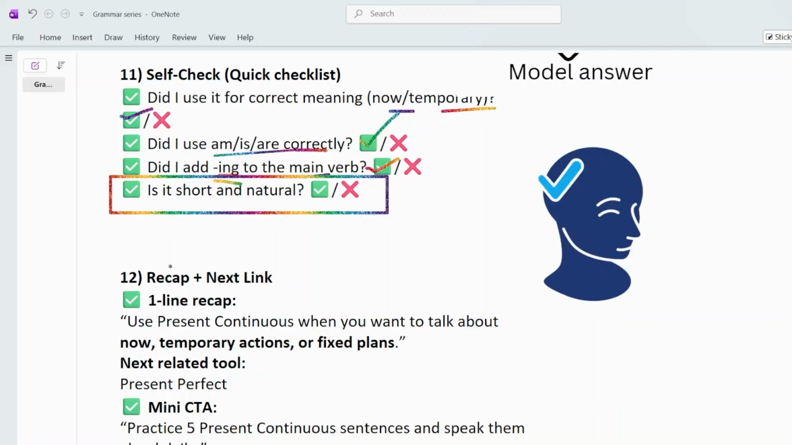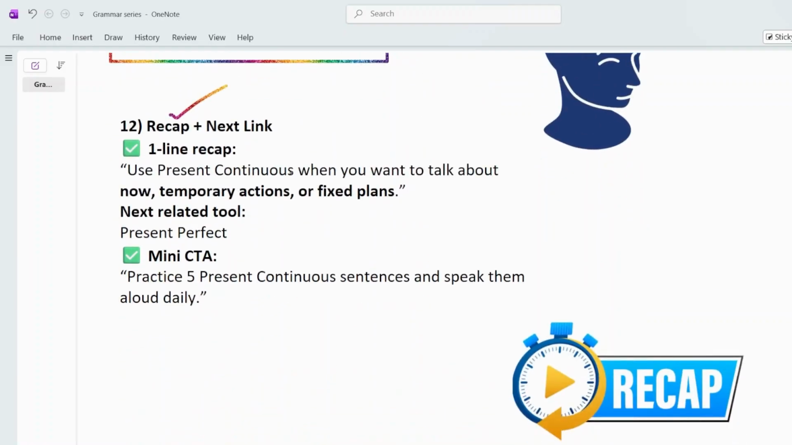Great. Let's look at the recap for today. Okay, so use present continuous when you talk about things that are happening right now, temporary actions, and fixed future plans. Okay, you really have to remember these points. There's nothing that we can really do about it. So you have to remember that you're using present continuous only when you're talking about actions happening right now, ing form, temporary actions, or fixed plans that have already been decided for the future. Now, the next related tool that I'll be talking about in my next class is the present perfect tense.